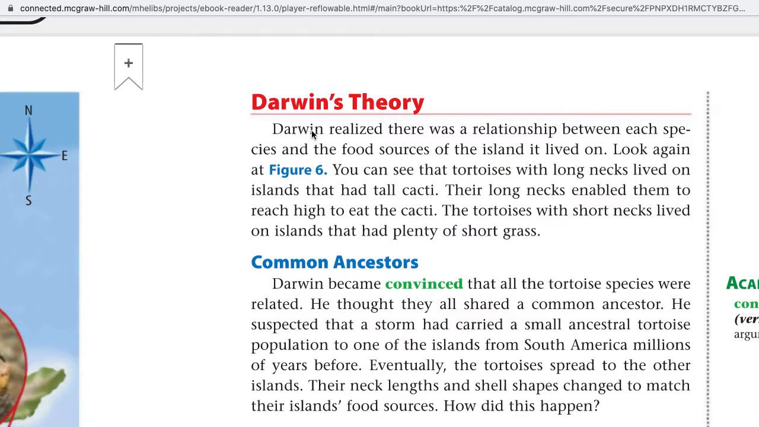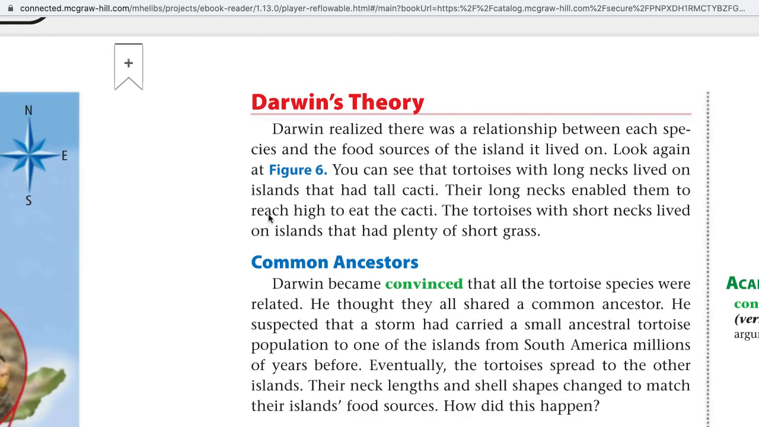Darwin realized there was a relationship between each species and the food source of the islands it lived on. Look again at figure 6. You can see that tortoises with long necks lived on islands that had tall cacti. Their long necks enabled them to reach high to eat the cacti. The tortoises with short necks lived on islands that had plenty of short plants.